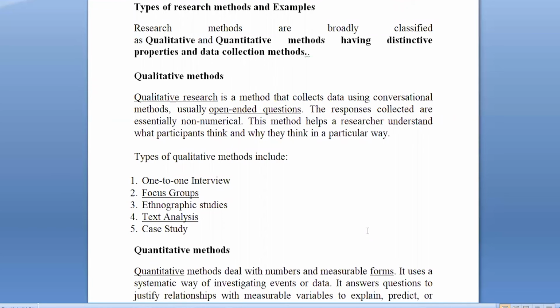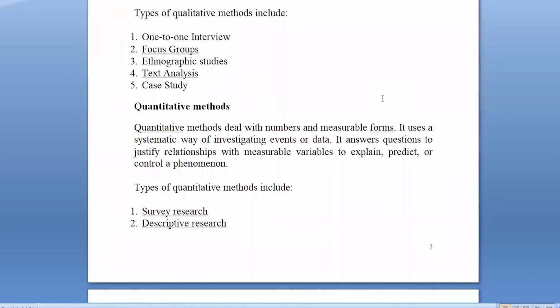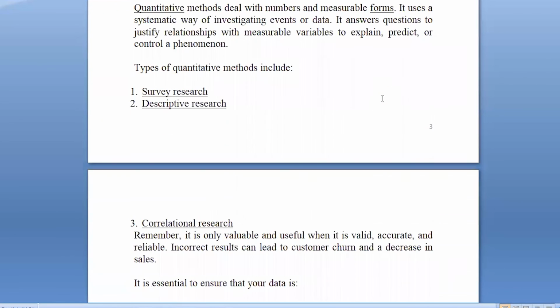The quantitative methods. The quantitative methods deal with numbers and measurable forms. It uses a systematic way of investigating events or data. It answers questions to justify relationship with measurable variables to explain, predict, or control a phenomena. Types of quantitative methods include survey research, descriptive research, and correlational research. Remember, it is only valuable and useful when it is valid, accurate, and reliable.